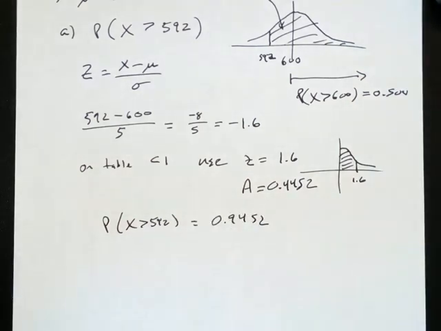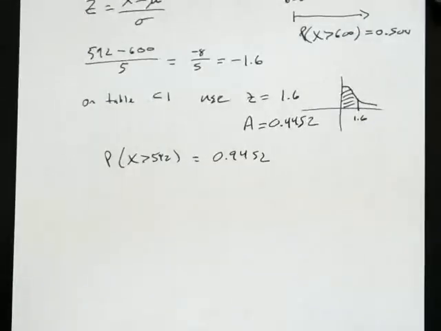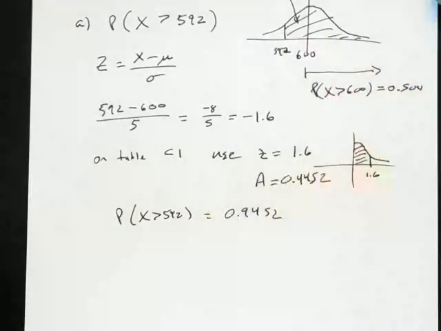Now, here are two other options. If I'm in Excel, the cumulative distribution starts all the way on the left and works up to a number. So I could say what I really want is to start all the way on the left and get to negative 1.6. That wouldn't give me the shaded area. That would give me the unshaded area, right?